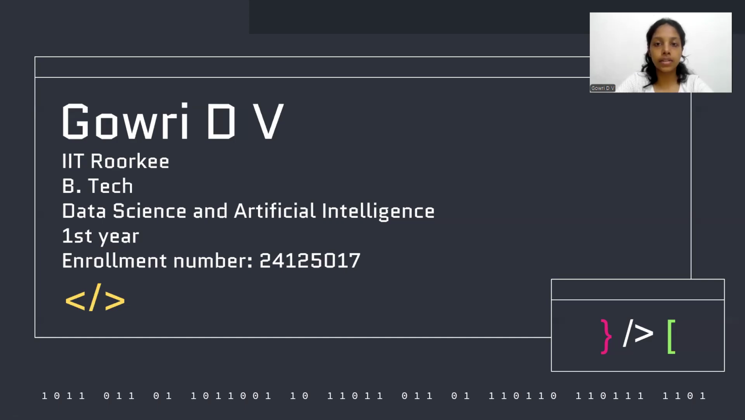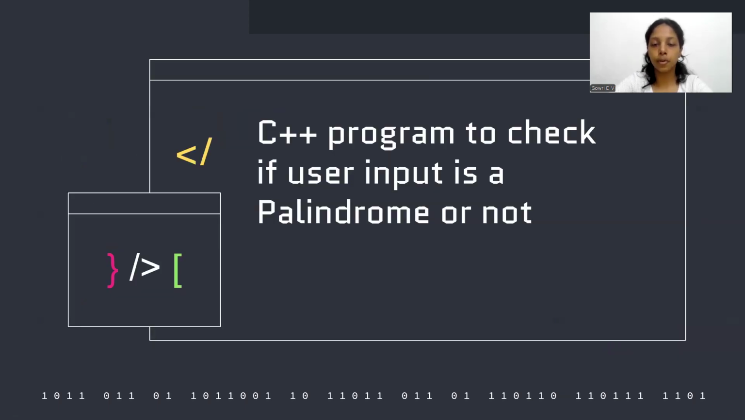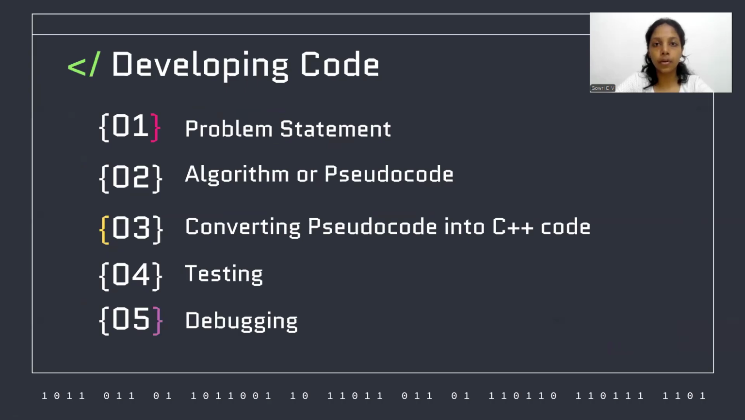Today, I will be presenting a C++ program to check if the user's input is a palindrome or not. The process of developing code majorly involves 5 steps. The first, understanding the problem statement. Second, writing the algorithm or pseudocode to outline the logic of the program.